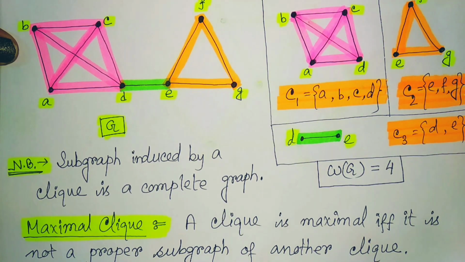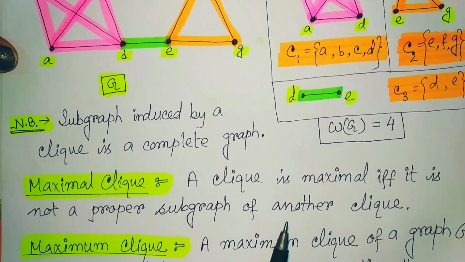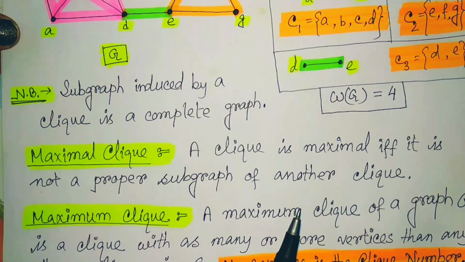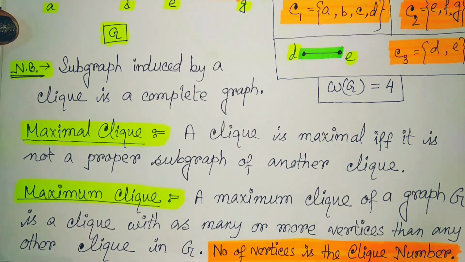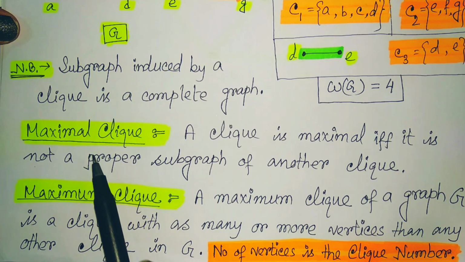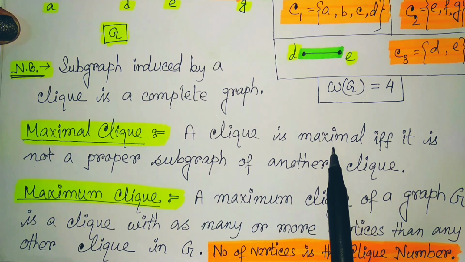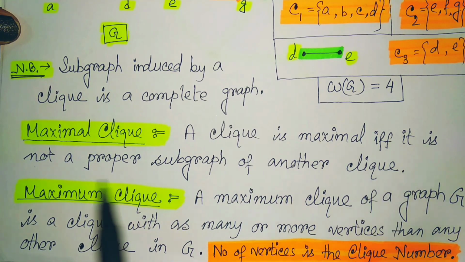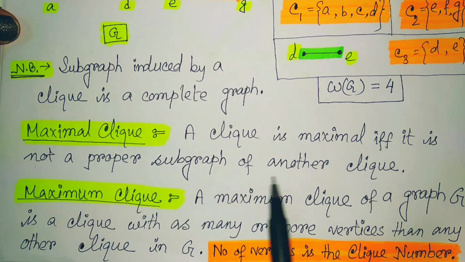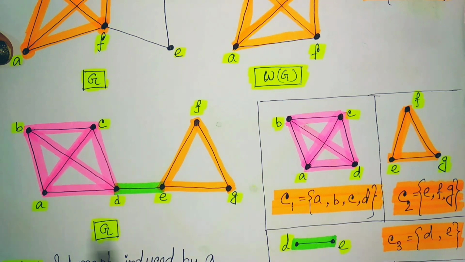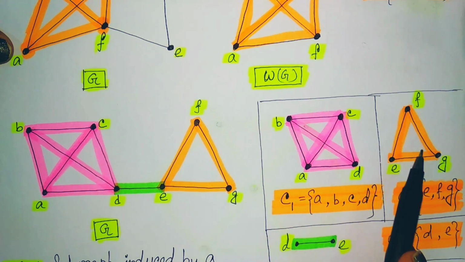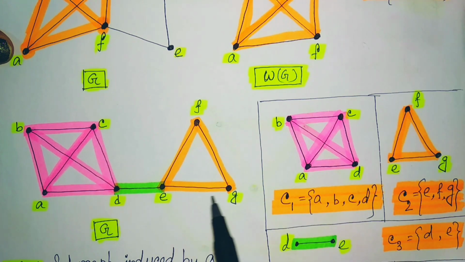Now, from here we have two types of clique. One is the maximal clique, another is the maximum clique. What is the difference between these two? First of all, the maximal clique. A clique is maximal if and only if it is not a proper subgraph of another clique. Now look, here is a graph where these are the three cliques.